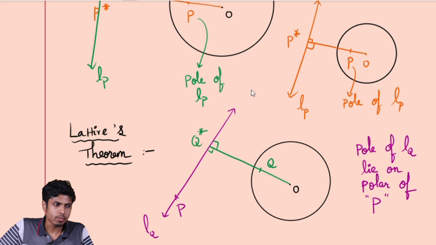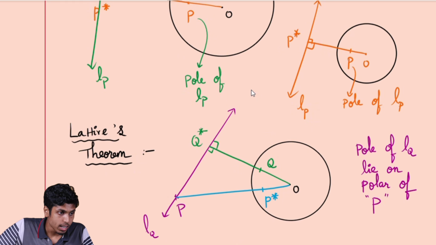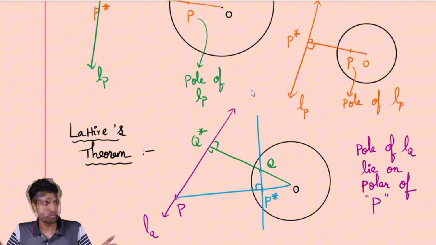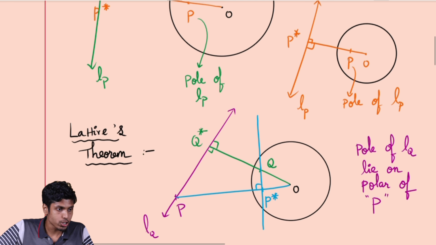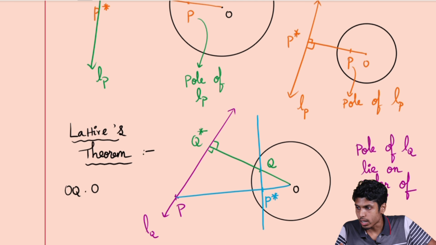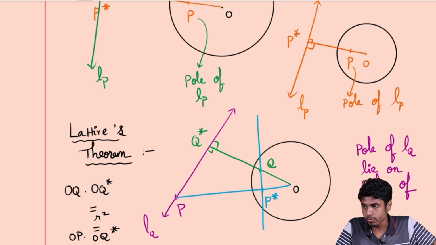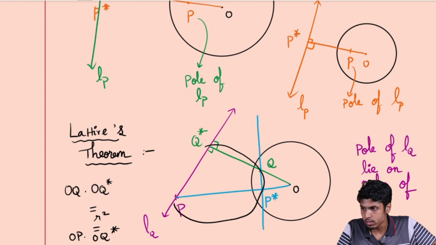Now, how to convert the pole P to its polar? First, join OP, find its inverted point, and then draw the polar by dropping a perpendicular at P star to OP. So if I'm able to prove Q P star P is 90, I would be done. That essentially implies that Q lies on the perpendicular to OP at P star. But it is true trivially because OQ times OQ star is equal to R square. That's the definition of inversion, which is also OP times OP star. So, by the converse of the power of a point theorem, I get that Q star, Q, P star, P form 4 concyclic points as shown.